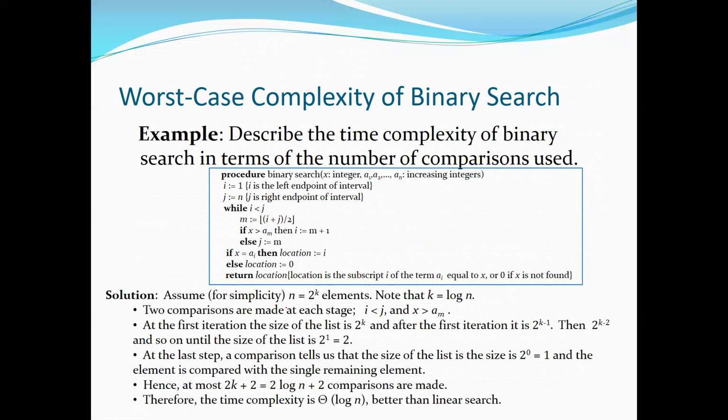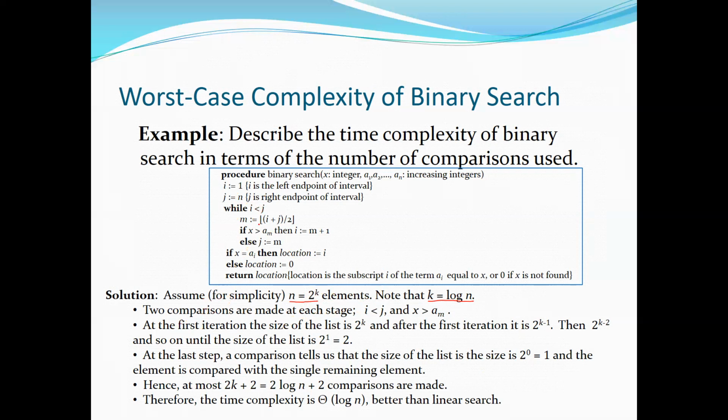So assume for simplicity that n is equal to 2 power k elements, where k is any value 1, 2, 3, 4, 5, 6, 7, 8, whatever. If n is equal to 1, the list contains one element. If this is true, then k is equal to log n. Remember, this is from taking the log on both sides, right? Okay, so now let's count the number of comparisons. Two comparisons are made at each stage, right? So here you can see i is less than j, right?